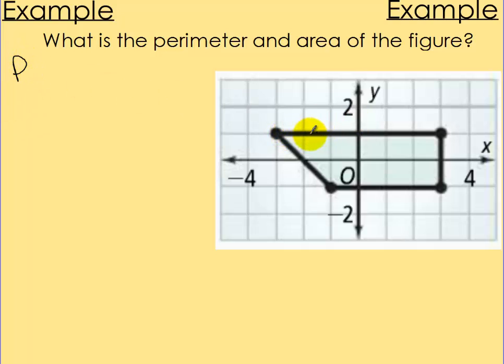So the perimeter, let's figure this out first. I'm going to count the length of the side. This is length 6. This side is going to be length 2. This side is going to be length 4. And well, what's this? We've got to use the distance formula to figure out the length of that line.